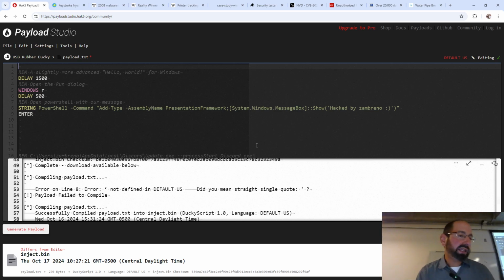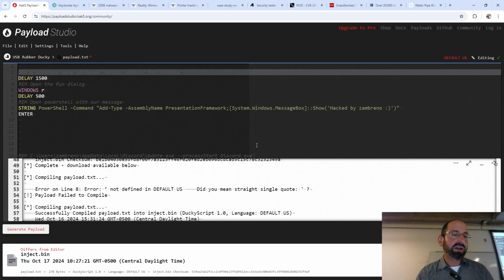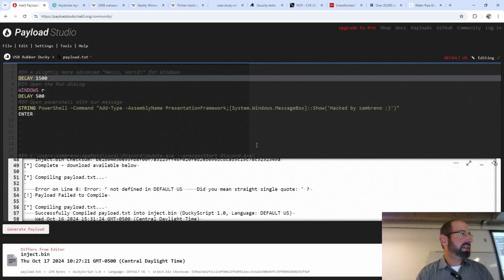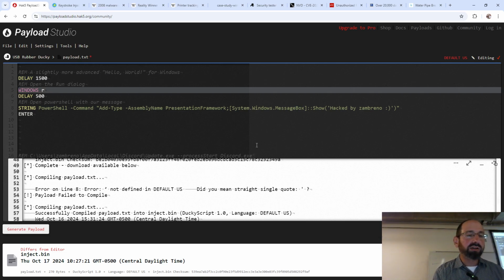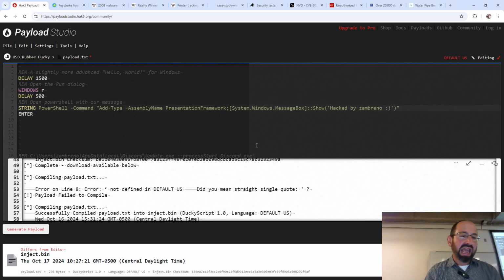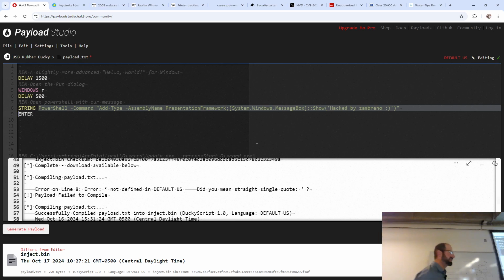Just to show what that particular payload was, those are just comments. So after it's plugged in, wait a second and a half. I can play around with that to see how long you would want to wait. You may want to wait several hours depending on what your actual goals are. In this case, just wait a second and a half. Press Windows R, which opens up the Windows Run dialog. This wouldn't work on alternate operating systems, but in more up-to-date versions of this hardware and software, you can detect what OS you're in first and then do different things depending on which operating system you're on. Open up the dialog, wait half a second, and type in PowerShell with just an arbitrary PowerShell command to open up a message box. And that's all that showed up in that example.